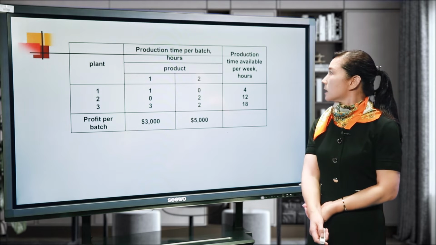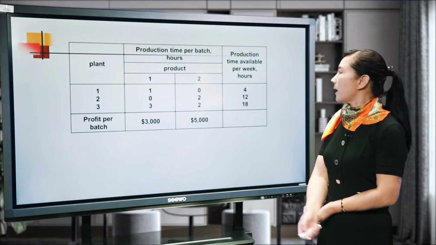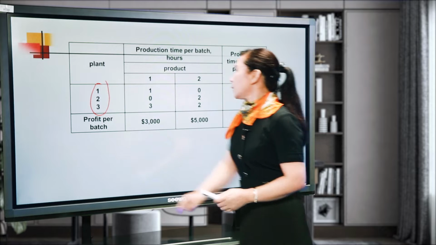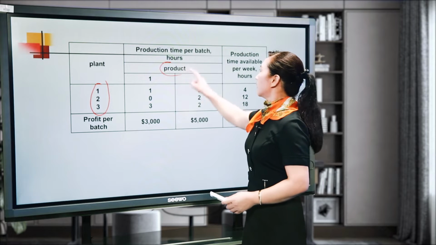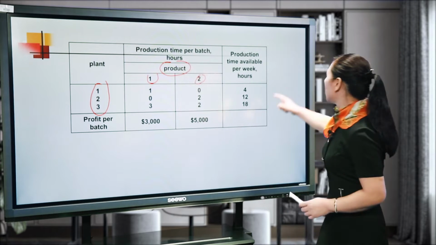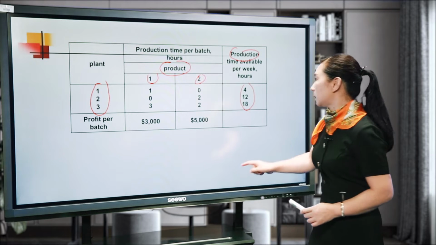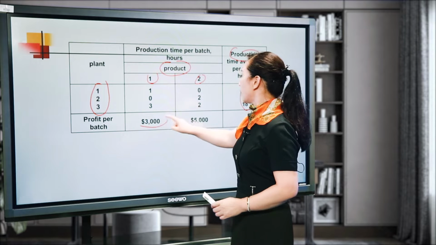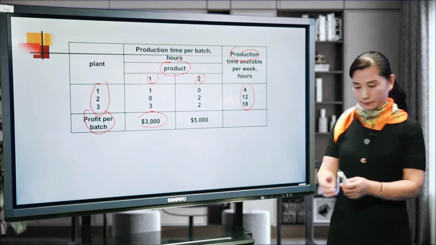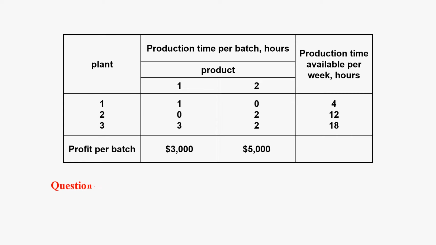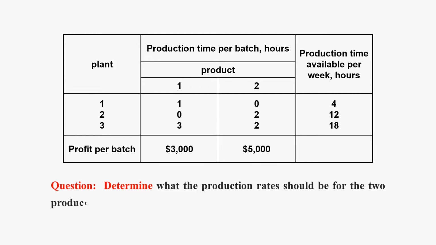Now the information is listed in this table. The first column is plant 1, 2, 3, and this is product 1, 2, and this is the production time of each plant. And the last column is profit per batch. Now in this problem, the question is to determine what the production rates should be for the 2 products in order to maximize their profits. So we analyze this problem.